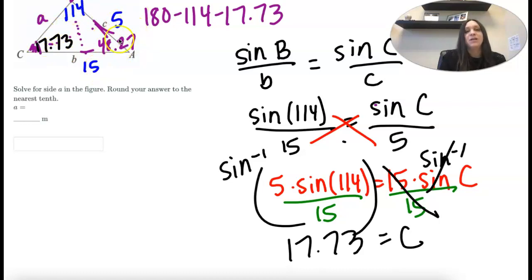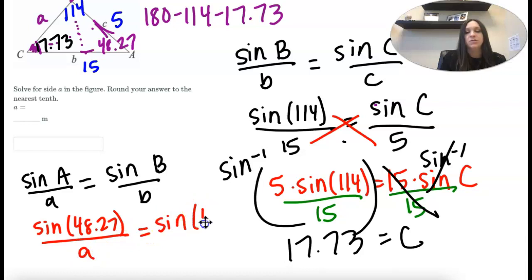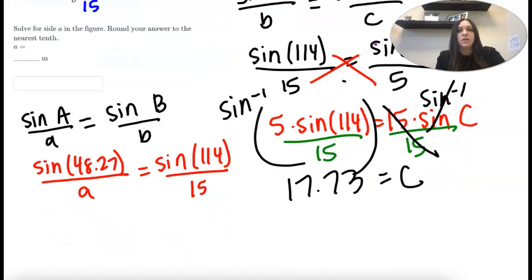And then now we have almost the whole triangle, but the one side we're looking for. So now we can use law of sines again, but we're going to use angle A because we need side A. And then you can use B or C. I'm going to use B. So sine of angle A, which is 48.27, over A, equals sine of B, which is 114, over side B, which is 15. So let's cross multiply that.